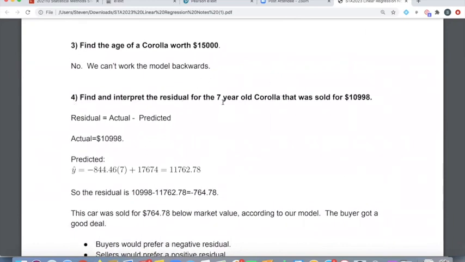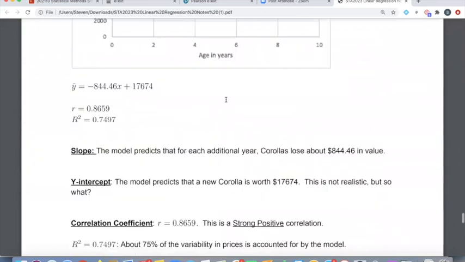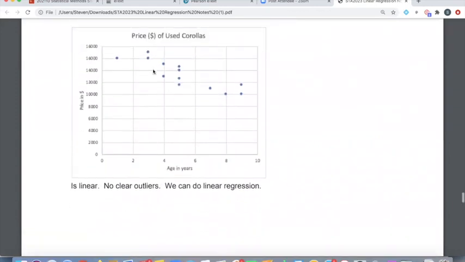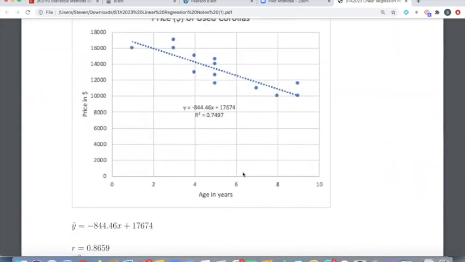Okay, let's find the residual, find and interpret. That's my favorite phrase, find and interpret. The residual for a particular car, the 7-year-old car, this one right here. So I want to find his residual and interpret that. So that would be this guy right there. So there's his predicted value on the line. There's his actual value. I mean, you can see just from this picture that that car sold at a car lot for less than what the model said it was worth.